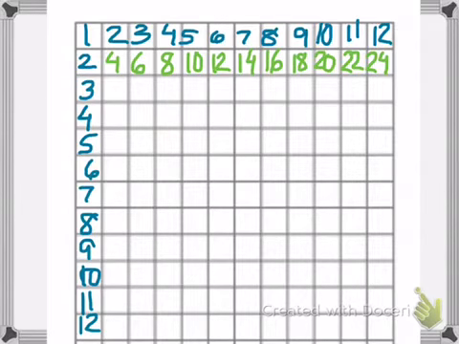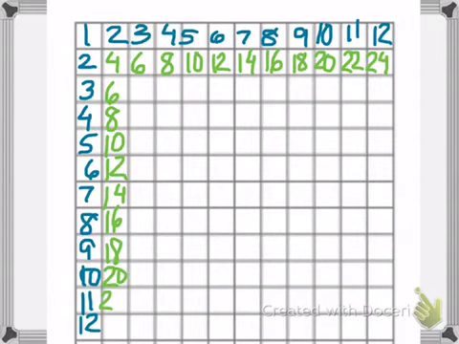Okay, and now I'm going to do the same thing going down. And the nice part about going down is if you've done it correctly sideways, then you should just be able to copy the other column. Okay, so now my 2's are done.